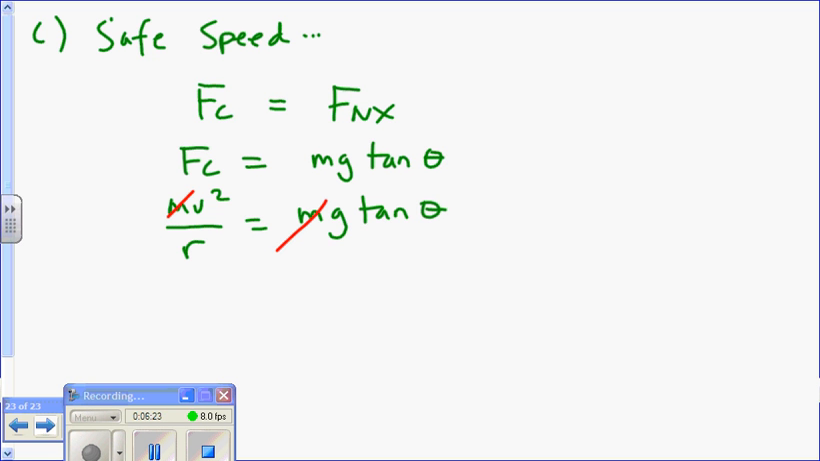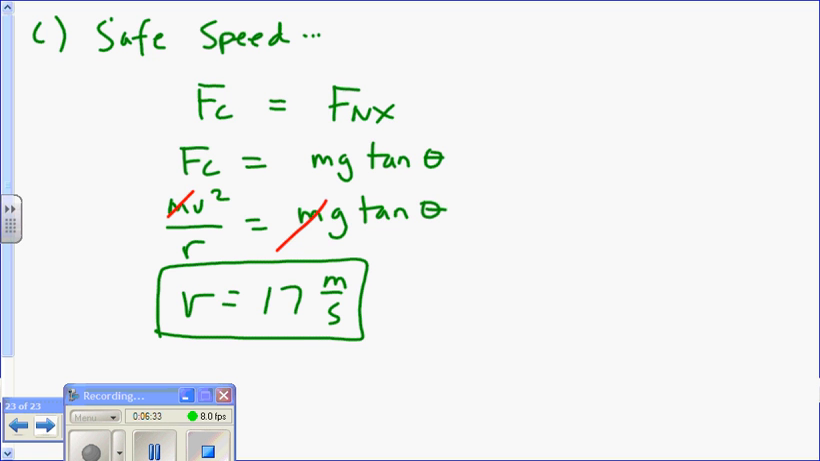And you can rearrange and solve for v to be equal to 17 meters per second. Okay, remember that we know r is 85 meters. We know the angle, we know everything we need to know to find the speed, 17.